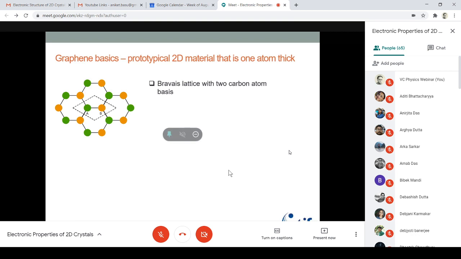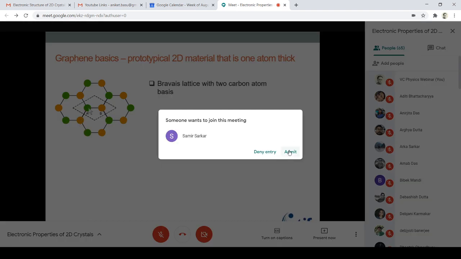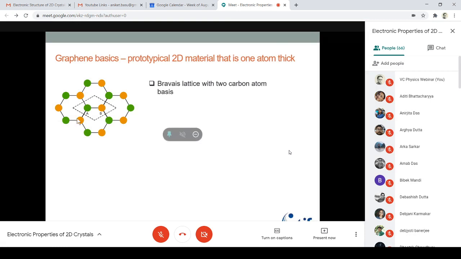Then you have already made this material many times in your school. The way it works is, if you have graphite and you peel off layers of graphite, the one-atom limit of graphite is graphene, and it's a honeycomb structure which has carbon atoms all at the corners.